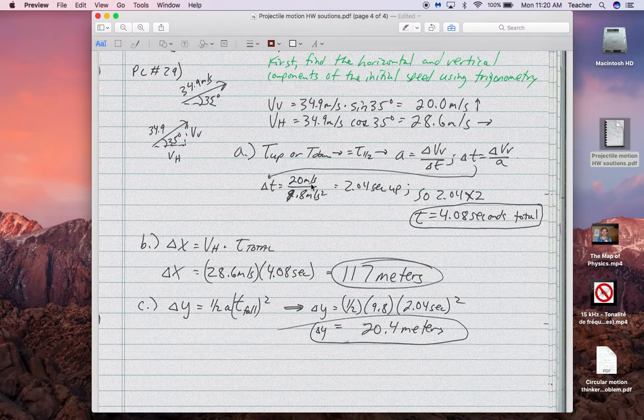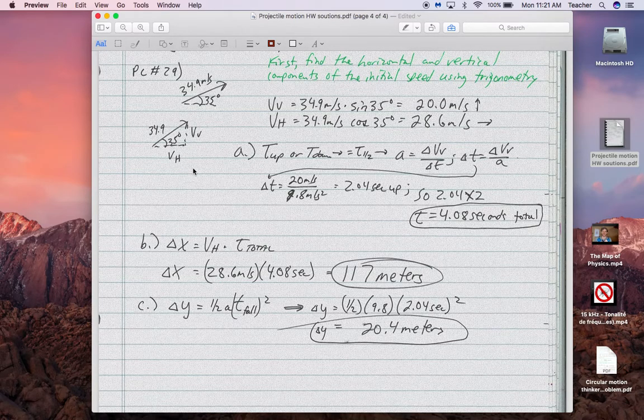Once again, at the tippy top, my vertical velocity is 0. So the change in vertical velocity until you get to the tippy top is 20 meters per second divided by the acceleration. So it says it takes 2.04 seconds to get to the top, another 2.04 seconds to fall down, total of 4.08 seconds. Once I know my total time, I multiply it by the horizontal speed to get the horizontal distance, and then I can use this equation and half the total time, just the falling time, to find the maximum height. Once again, it's 20.4 meters tall.